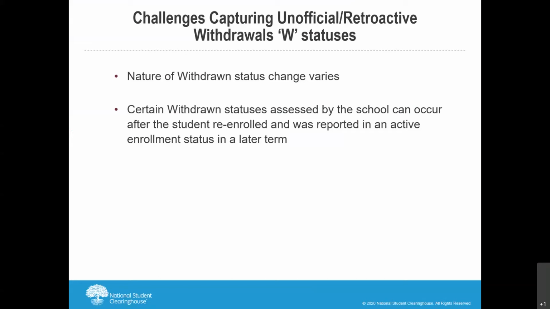So certain withdrawn statuses assessed by the school can occur in a retroactive scenario. You've already reported that the student is continuing on for the current term, but then later you receive updated, better information that the student actually was an unofficial withdrawal from the prior term. Then managing that, and what that looks like to make sure the data gets updated to your satisfaction, to make sure it accurately reflects the documentation you have demonstrating what actually happened and when for that student's withdrawn status. So really a lot going on with withdrawn statuses for sure.